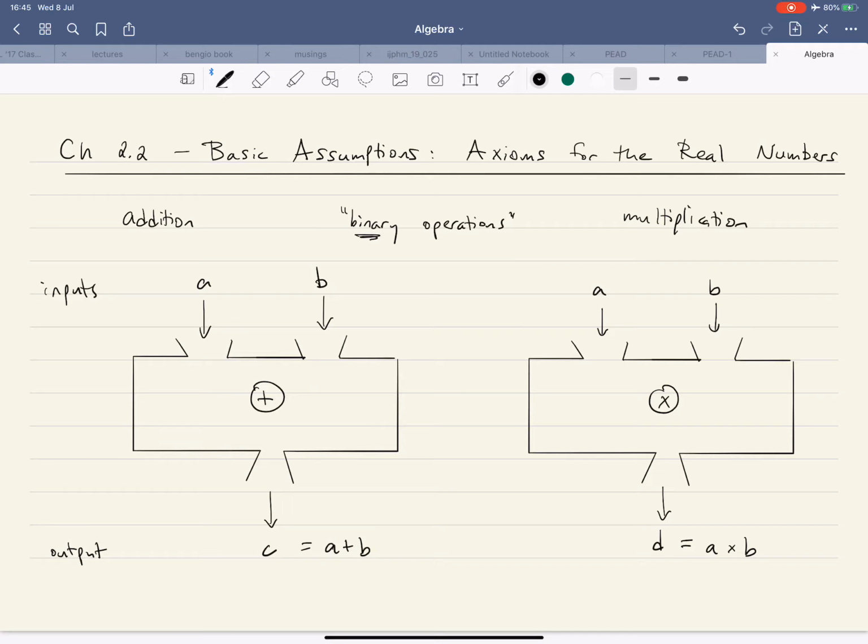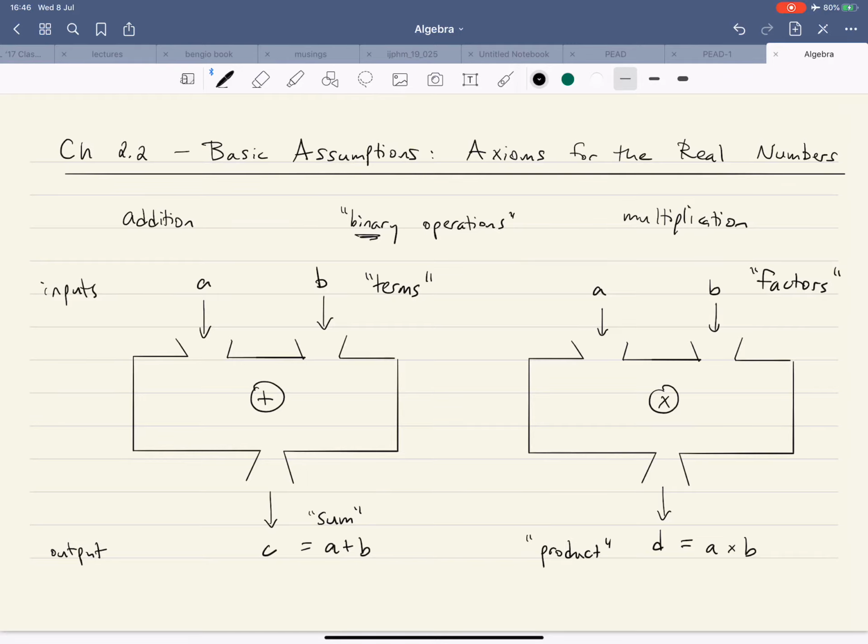There's a little bit of terminology convention: the inputs for addition are referred to as terms, and the output is referred to as the sum. For multiplication, the inputs are referred to as factors, and the output is referred to as the product.